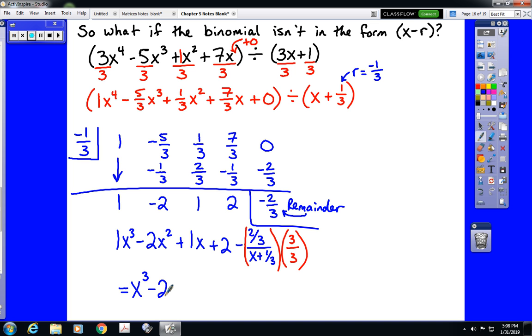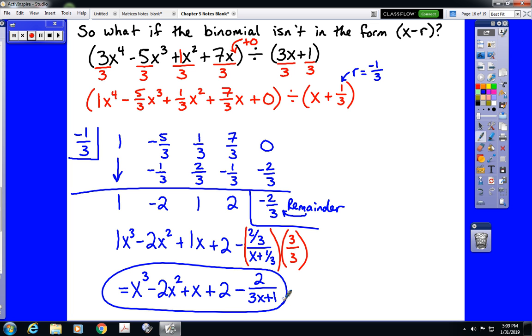X cubed minus 2x squared plus x plus 2. And then our remainder, 2/3 times 3 is 2 over 3 times this binomial would give us back our original divisor, 3x plus 1. So our answer would end up being x cubed minus 2x squared plus x plus 2 minus 2 over 3x plus 1. Let's do one more example of this, and then we'll cut this video off and do the last two examples as a separate video.